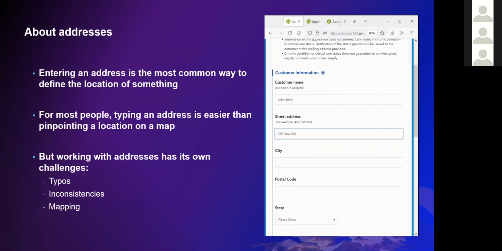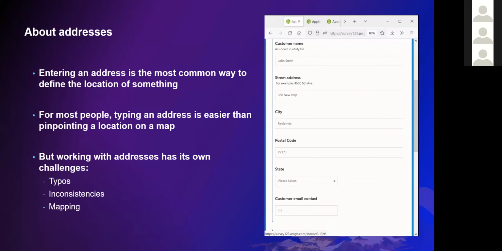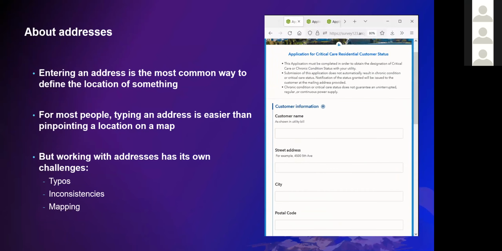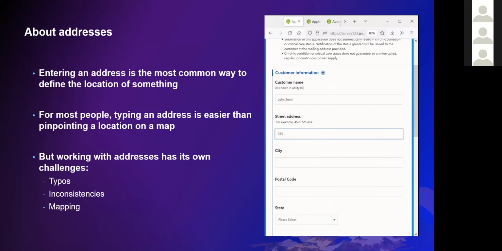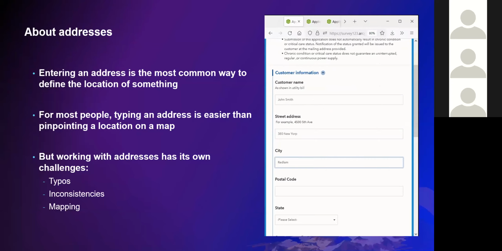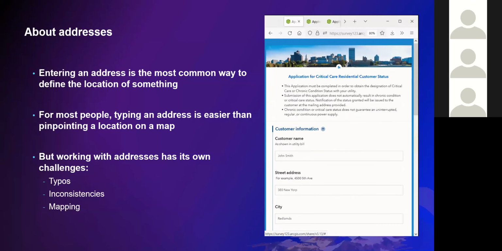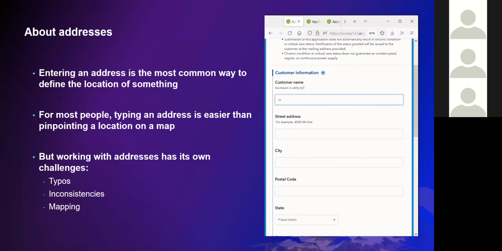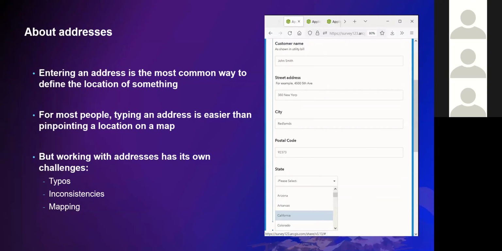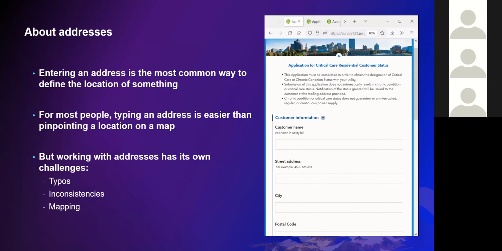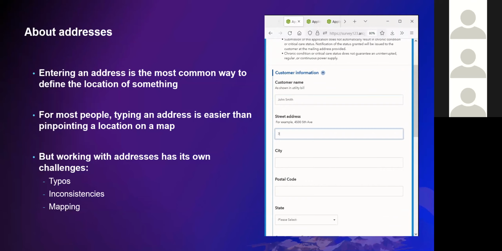It's a very common way to define the location of something. And you can see an older version of a survey where somebody might have to add an address line, a city line, a postal code, state, and you might enter it incorrectly. You can see Newyork instead of New York and Red Lambs instead of Redlands. The other thing is that for some people, putting in an address is more important than dropping a location on a map. So we have these issues of inconsistencies, how people enter addresses, typos, or mapping those addresses as well.